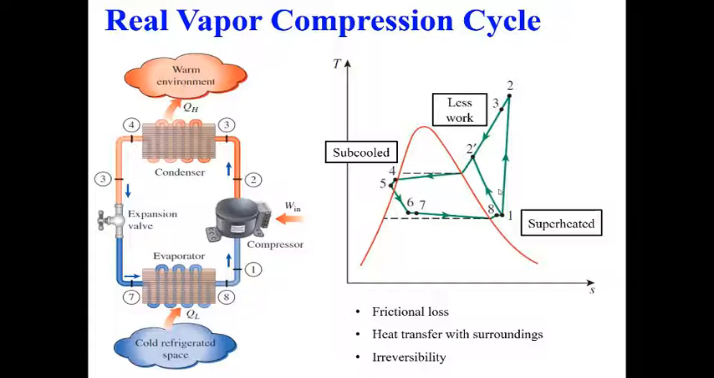Another very interesting point is that if it is an ideal cycle, it will go from 1 to 2, but it can also deviate from that isentropic process, and it is also possible that less amount of work is required, which will improve your efficiency. So these are the various deviations that we can observe in a real cycle as compared to the ideal cycle.